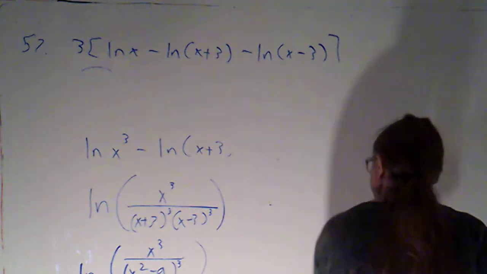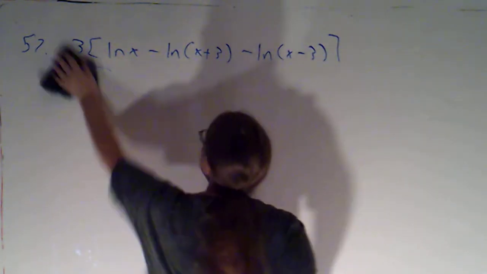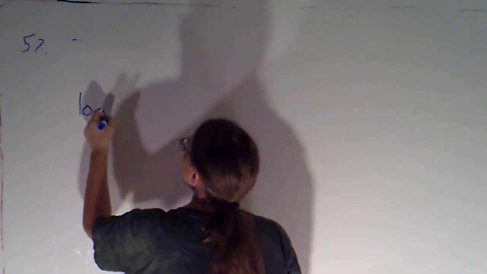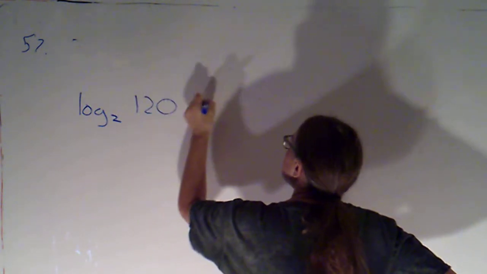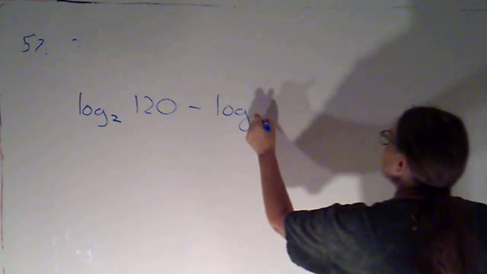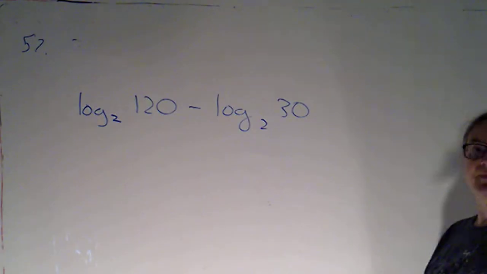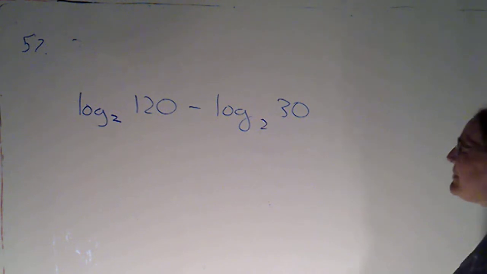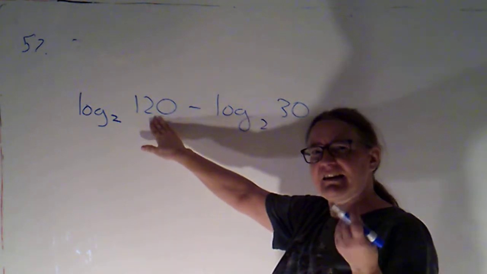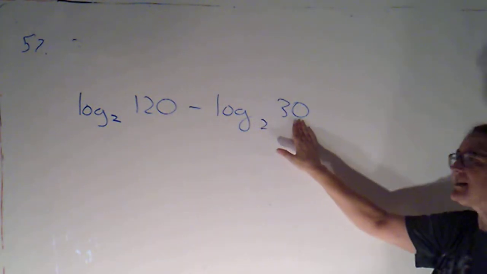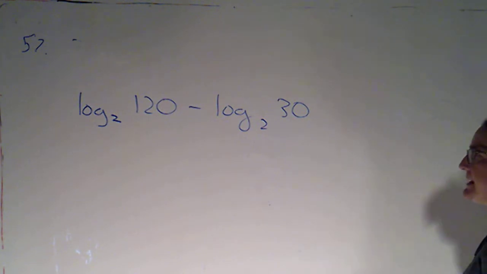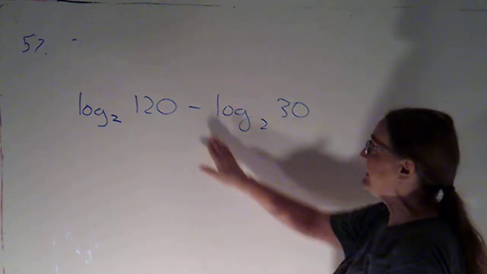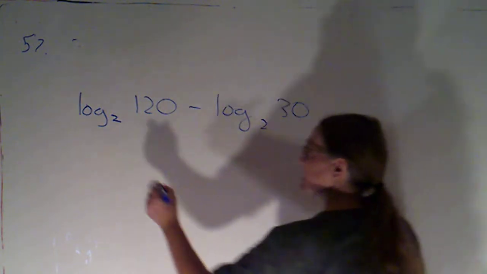let's try another problem here. Let's say I had the log base 2 of 120 minus the log base 2 of 30. Now, these are just numbers, okay, but 120 isn't a nice power of 2, and neither is 30. So if I wanted to evaluate this as is, I would need a calculator, but if I combine them using my rules of logs, notice what happens.